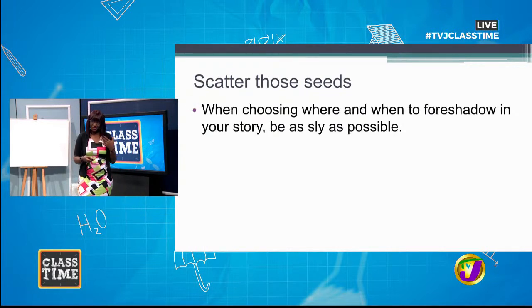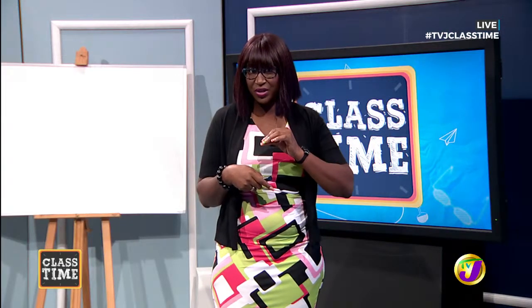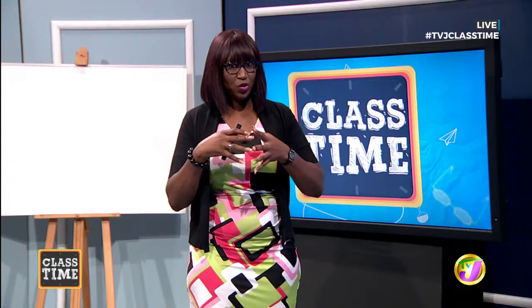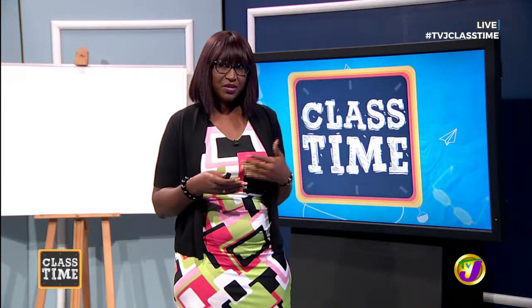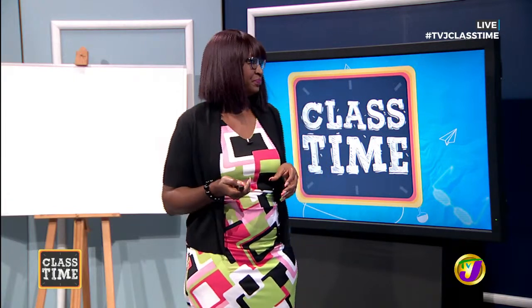And then another farming analogy, scatter the seeds. So all your foreshadowing hints will not be in one place. They are supposed to be spread out so that we just keep getting a little hint here, a little hint there, a little hint somewhere else. Don't bulk everything in one place. Same way when you're describing your characters, don't put everything in one position.